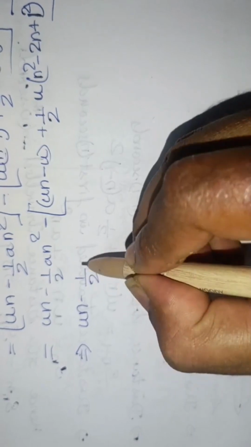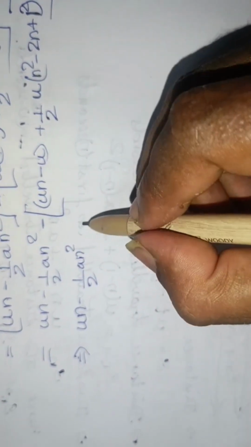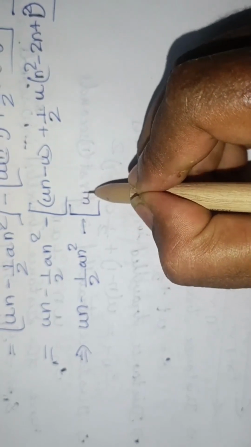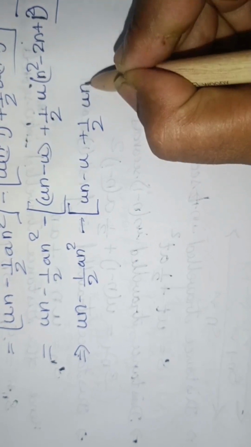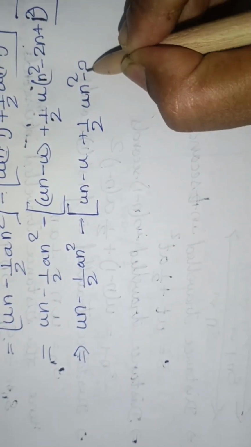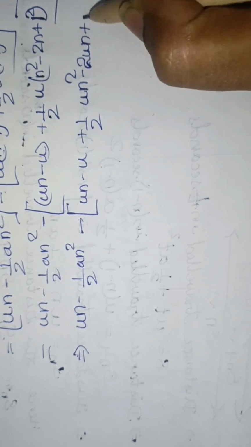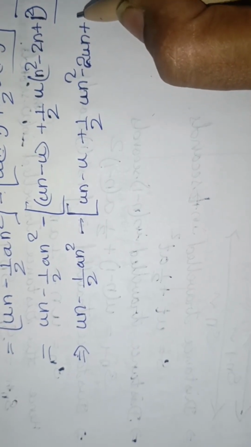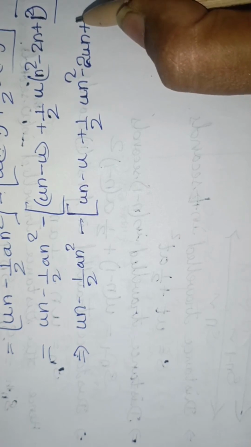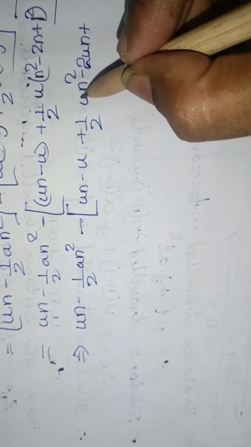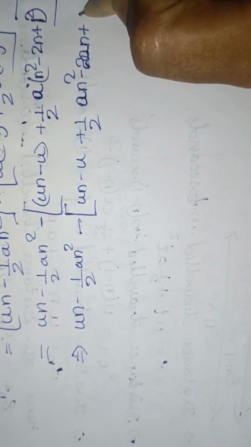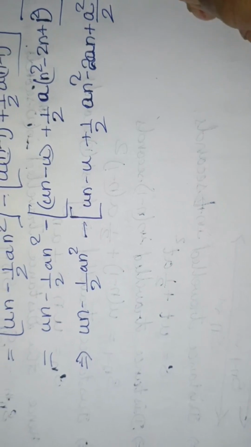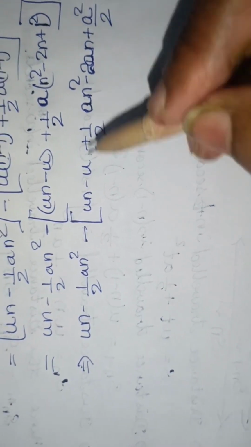un plus half a n square, minus, don't remove the bracket still, (un minus u) plus half times a n square minus 2n plus 1. Instead of writing a here, we should substitute the value a. So it is nothing but a square divided by 2. Now we can take the bracket.